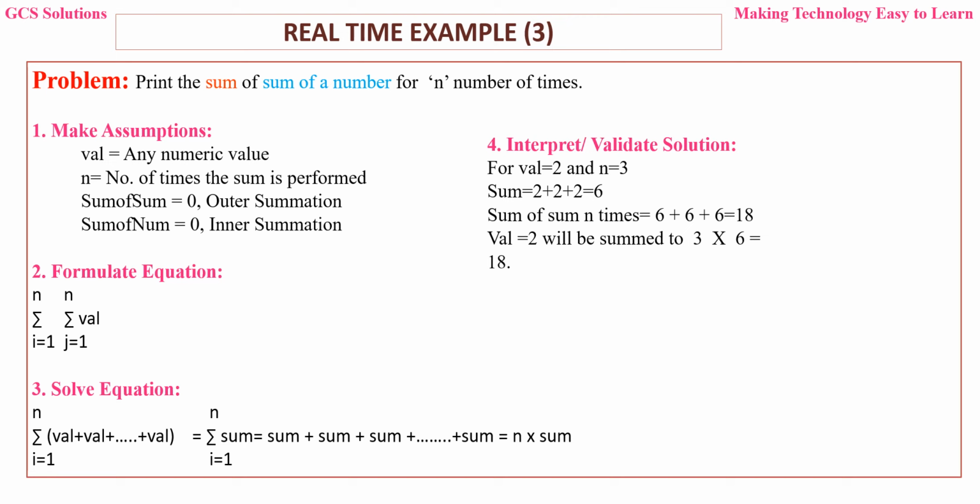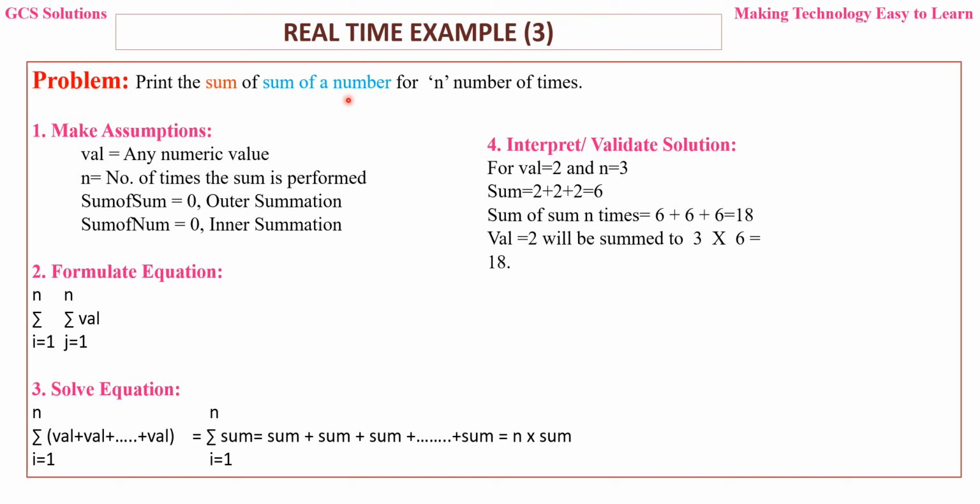My next example is print sum of a number for n number of times. Now this problem is a little bit clumsy. Yes, still we'll try to make it simple. What is expected from this problem statement is that you have to take a number. For example, I take a number 3 and I perform a sum of number 3, say 5 times. And this I will repeat again for 5 times.